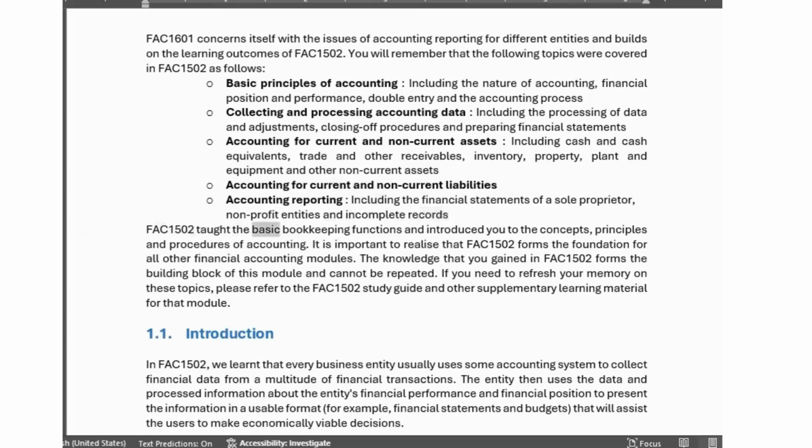FAC1502 taught the basic bookkeeping functions and introduced you to the concepts, principles, and procedures of accounting. It is important to realize that FAC1502 forms the foundation for all other financial accounting modules. The knowledge that you gained in FAC1502 forms the building block of this module and cannot be repeated. If you need to refresh your memory on these topics, please refer to the FAC1502 study guide and other supplementary learning material for that module.